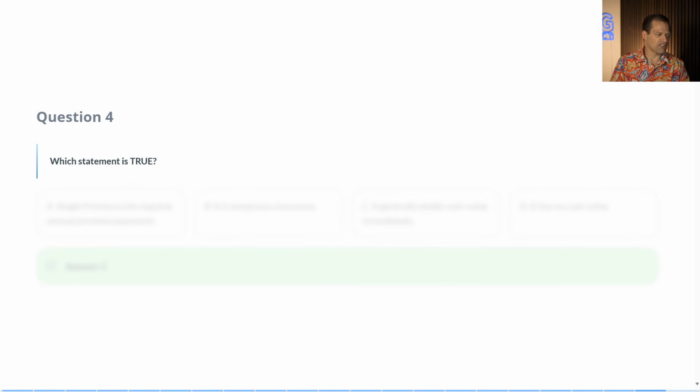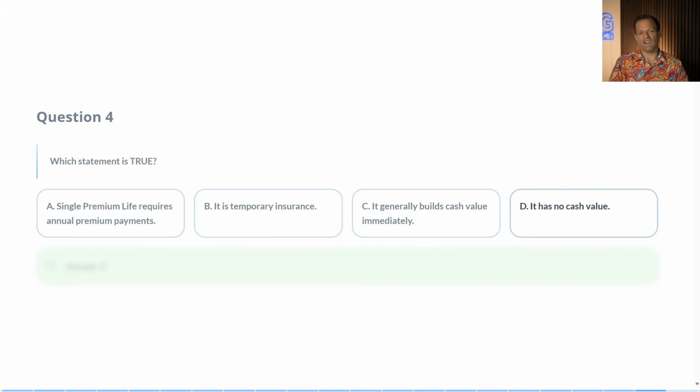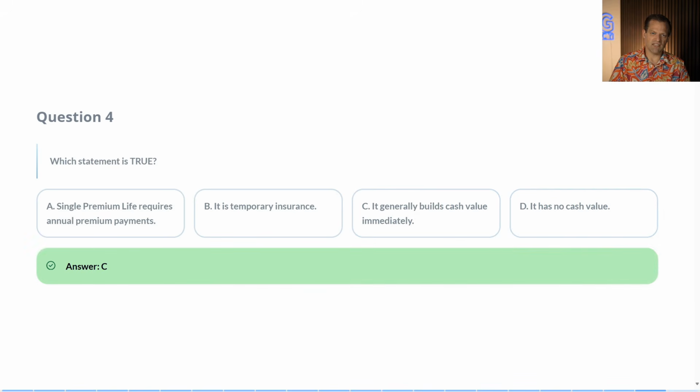Okay. Question 4, which statement is true? A single premium life requires annual premium payments. It's temporary insurance. It builds cash value immediately, or it has no cash value. The answer is C, because it is a permanent plan. It immediately starts to contribute and build cash value.